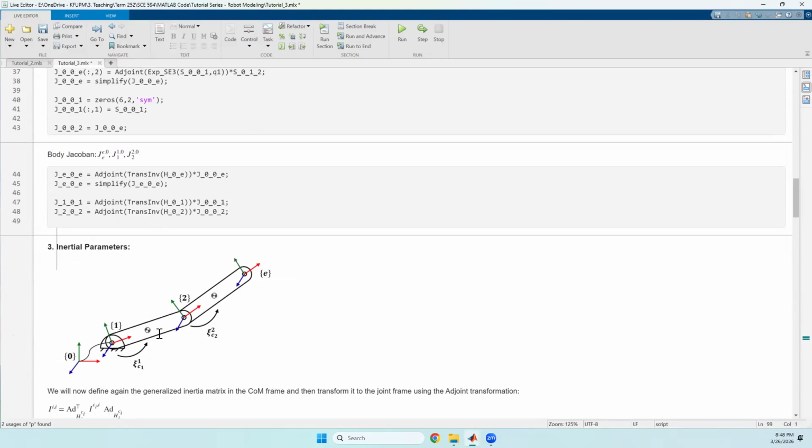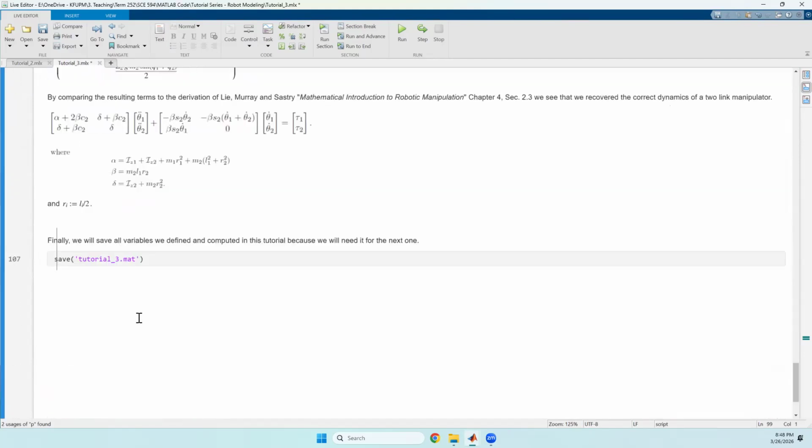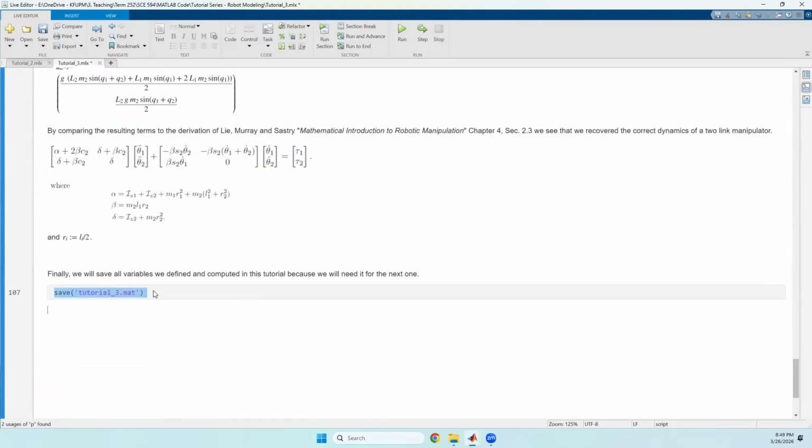And in this tutorial, we just place the frames of the intermediate links at the joints instead of at the center of mass. And in this last part, we just save all of the variables that we defined in this tutorial because we're going to need them for the next one.